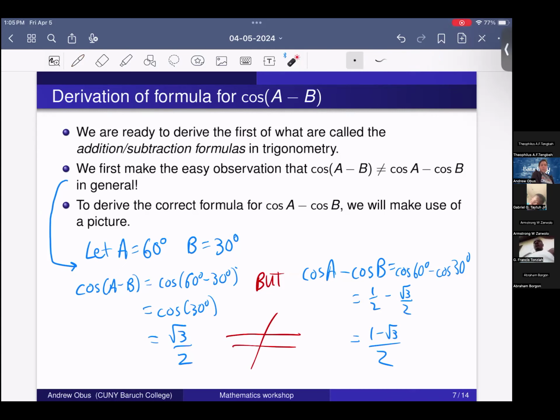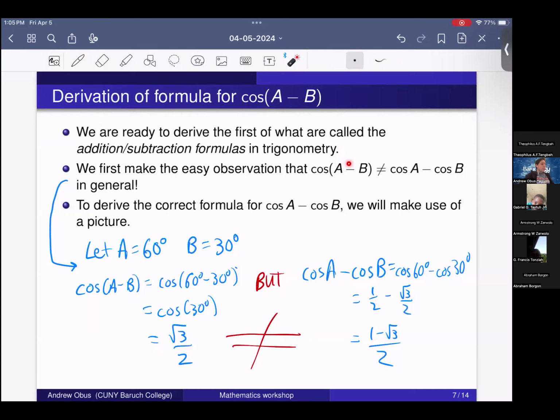Right? So this means there's no possible way that we could have the identity cosine of A minus B equals cosine A minus cosine B, right? This is not possible. We don't have an identity like this, because if it was an identity, it would have to work for every choice of A and B. And this identity does not work, even for this choice of A and B, 60 and 30. And in fact, if you try to plug in almost anything at all, it's not going to work. So this is almost never going to work.